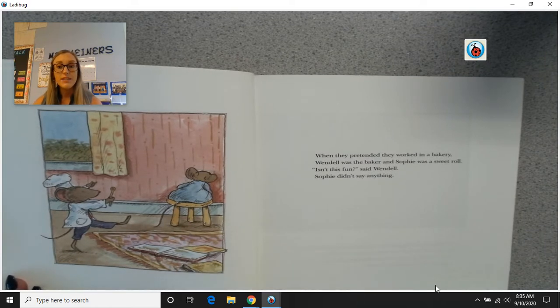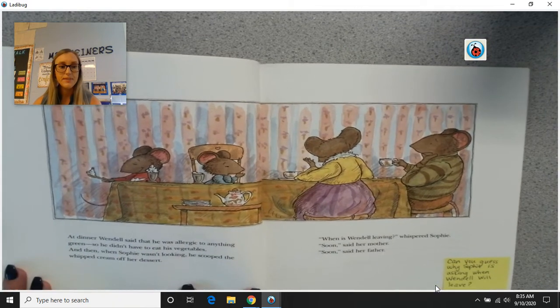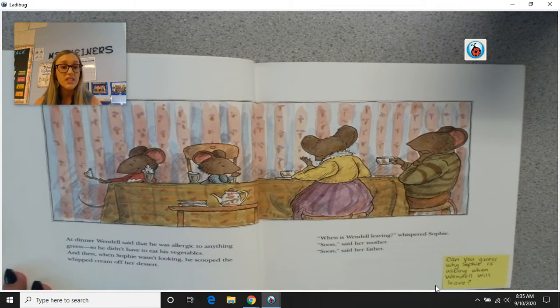When they pretended they worked in a bakery, Wendell was the baker and Sophie was a sweet roll. "Isn't this fun?" said Wendell. Sophie didn't say anything. At dinner, Wendell said that he was allergic to anything green, so he didn't have to eat his vegetables. And then, when Sophie wasn't looking, he scooped the whipped cream off her dessert. "When is Wendell leaving?" whispered Sophie. "Soon," said her mother. "Soon," said her father.